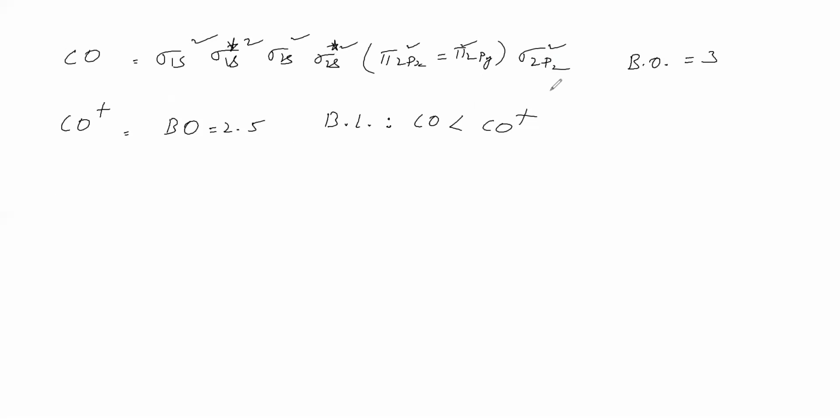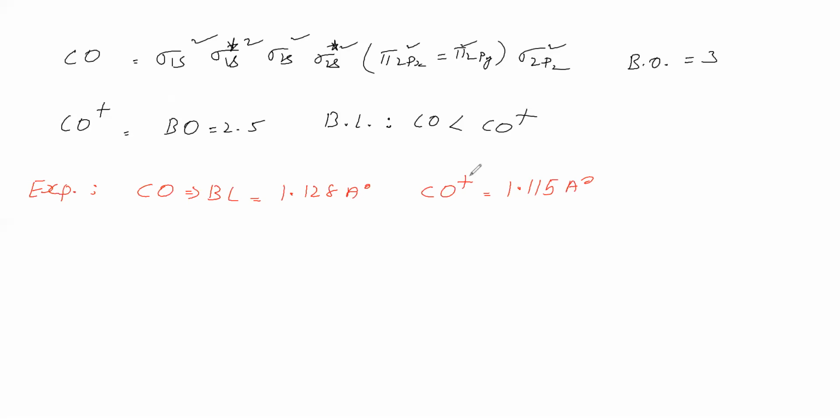Now we will see the experimental result, what the experiment says regarding this bond length. As per experiment, the CO bond length is 1.128 angstrom, and CO plus is 1.115 angstrom.